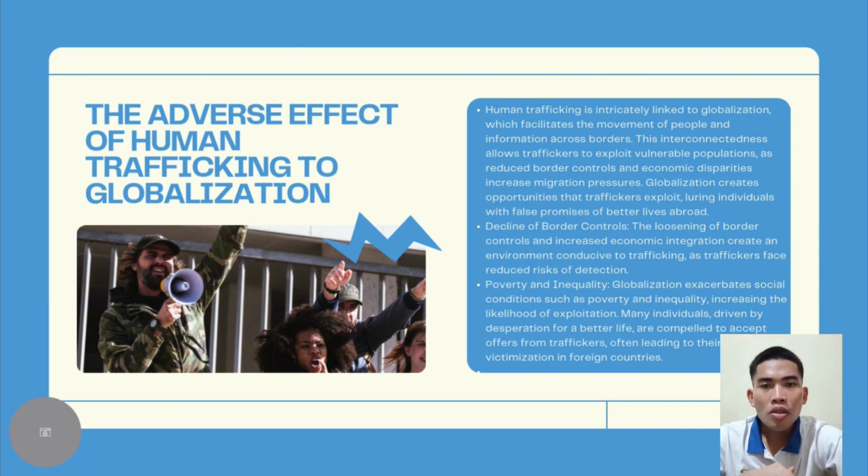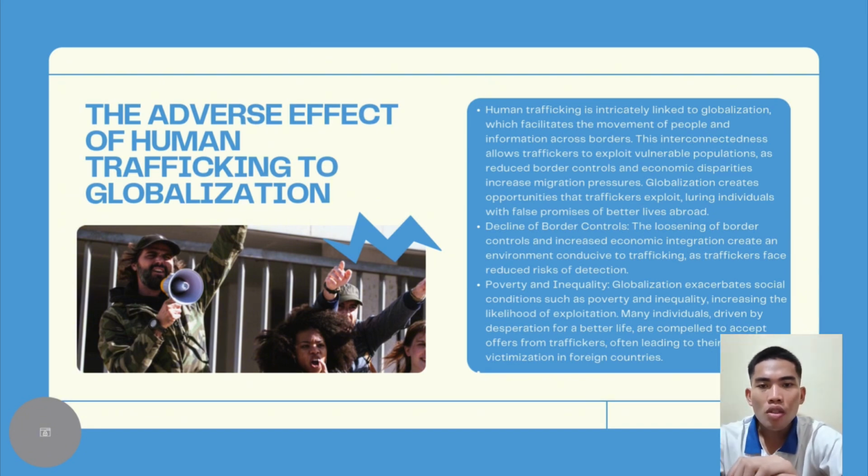Human trafficking is intrinsically linked to globalization, which facilitates the movement of people and information across borders. This interconnectedness allows traffickers to exploit vulnerable populations, as reduced border controls and economic disparities increase migration pressures.